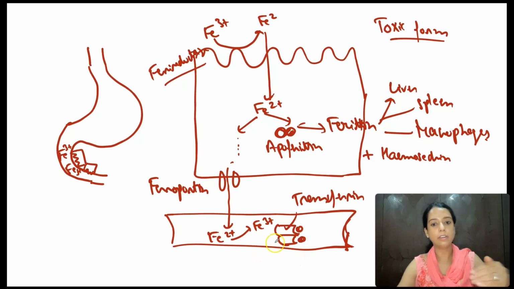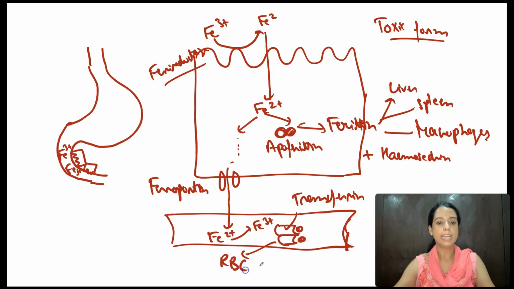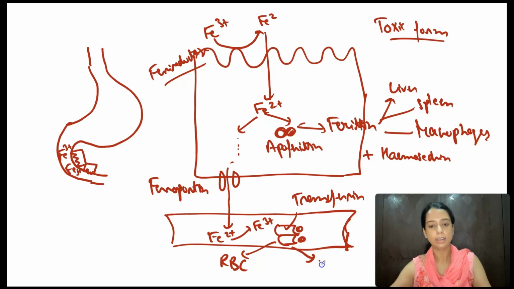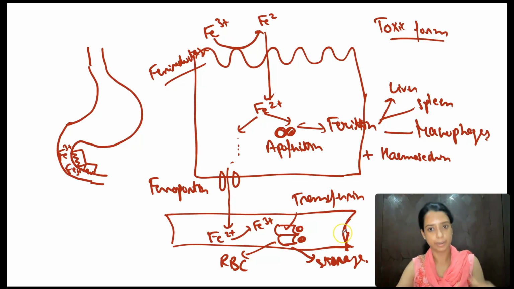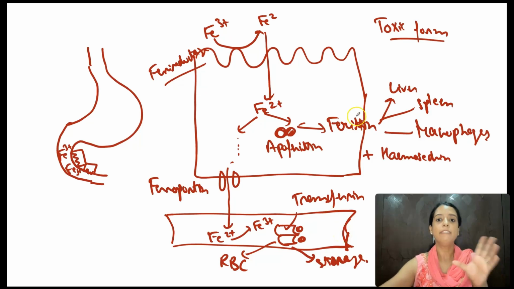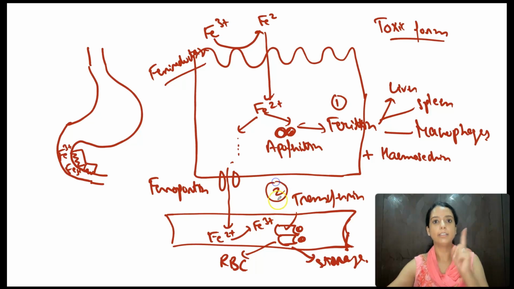ये ट्रांसफेरिन आयरन को या तो आरबीसी में ले जा सकता है, it can take it to the RBC for formation of hemoglobin, or it can again take it to the storage form. So when it is in the blood, it is in combination with transferrin. When it is in the storage form, it is in combination with the apoferritin. So we have three forms of iron. One is the storage form, second is the transport form, and third in the RBC is the functional form. So this is how iron absorption happens.